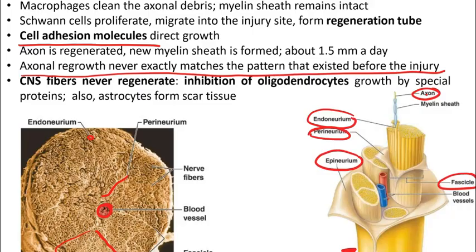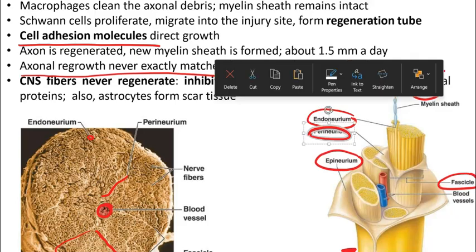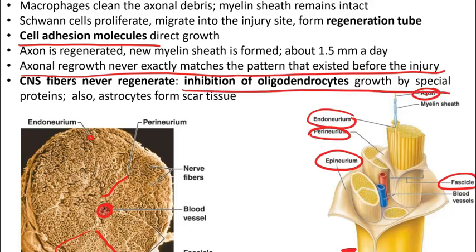Now, the big difference. Remember I annoyed you with the statement that oligodendrocytes are in the CNS, Schwann cells are in the PNS. This is important, and this is why it is important: oligodendrocytes cannot grow and form a regeneration tube, which means your neurons in the CNS cannot do that either.